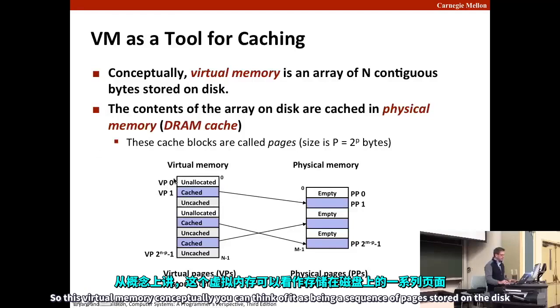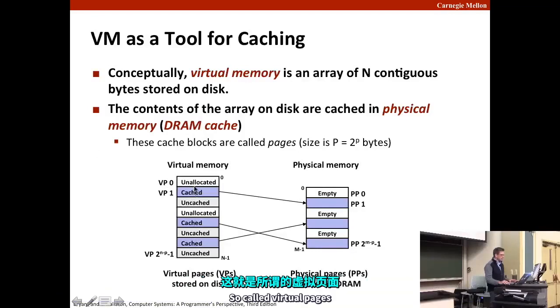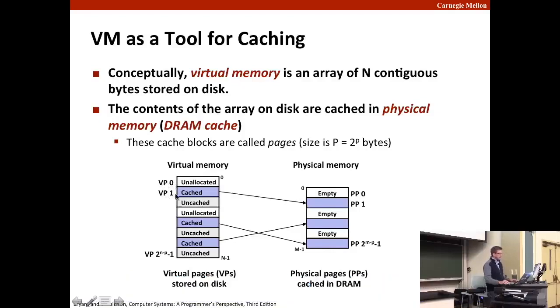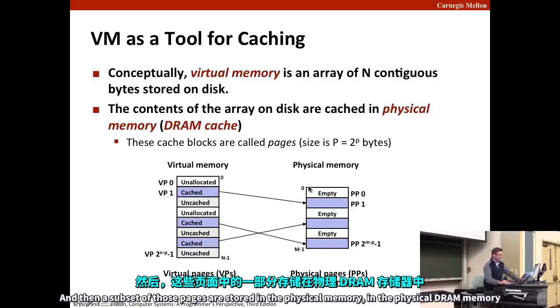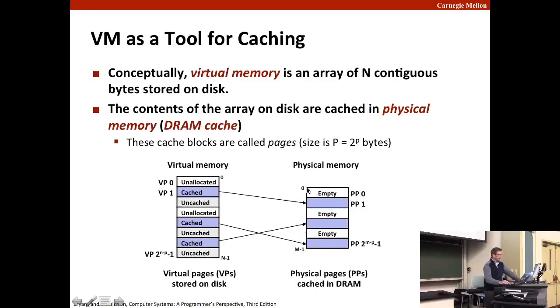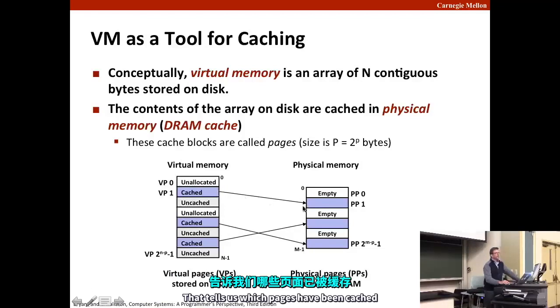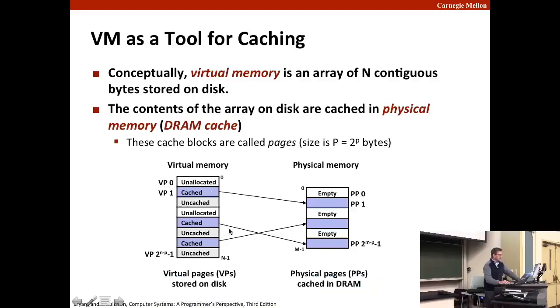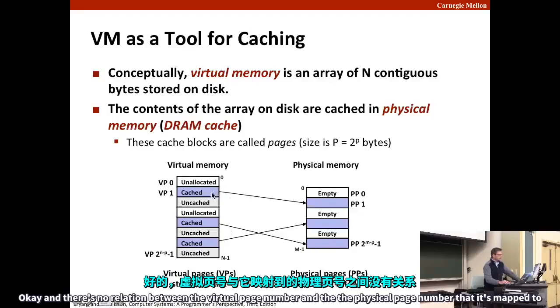It's 4K bytes typically instead of the 64 bytes that we learned about when we studied cache memories. So this virtual memory, conceptually, you can think of as a sequence of pages stored on the disk, so-called virtual pages. Each of these pages we'll identify with a number. So here's virtual page 0, virtual page 1. And then a subset of those pages are stored in the physical DRAM memory. There's some mapping function that tells us which pages have been cached. In this case, I've just shown a snapshot where we have 3 virtual pages cached somewhere in DRAM, and there's no relation between the virtual page number and the physical page number that it's mapped to.